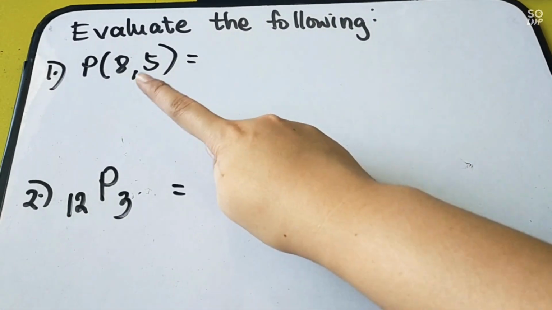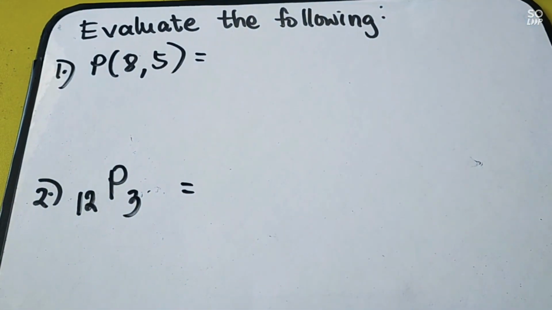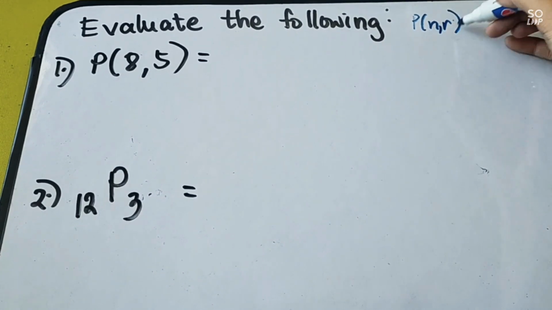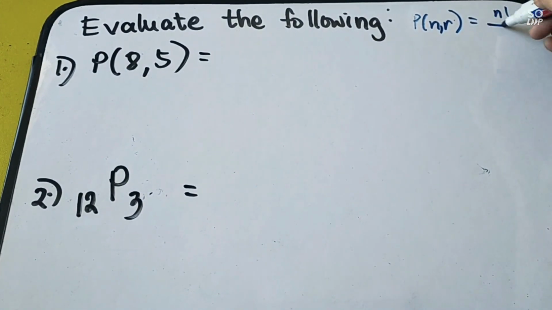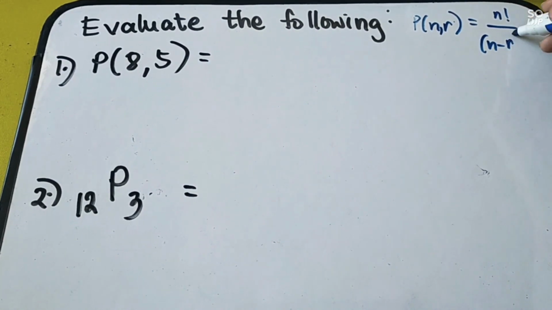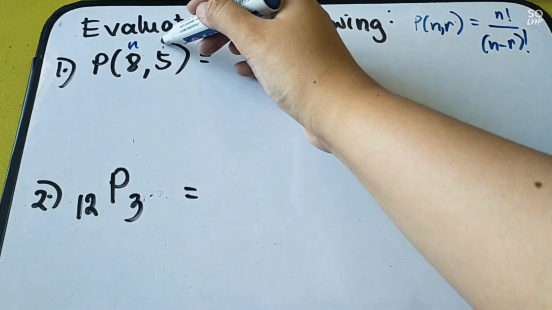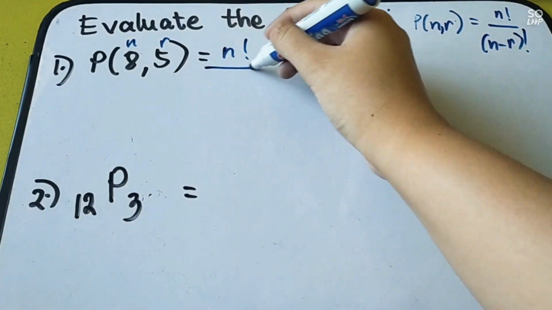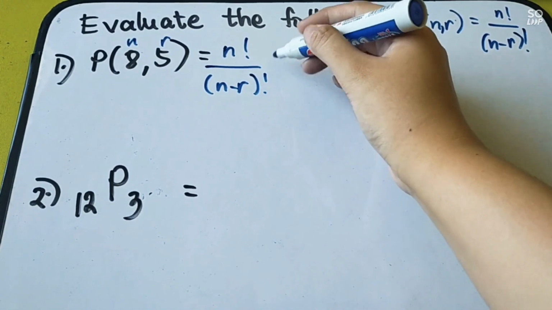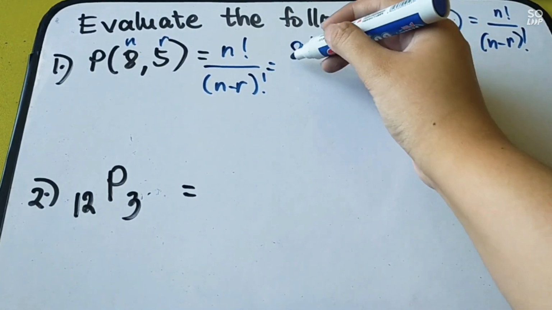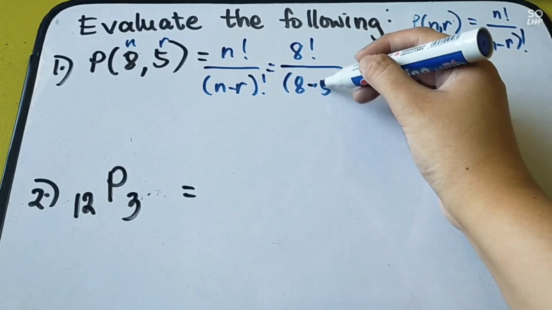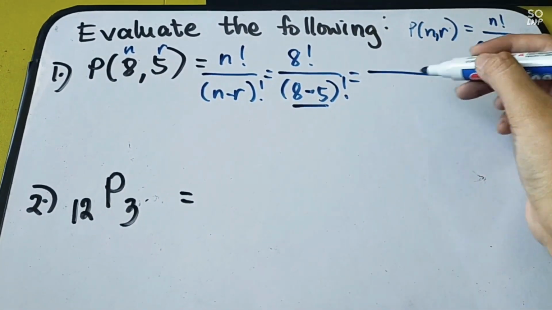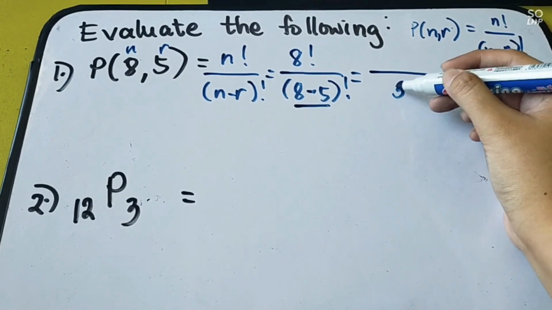Number 1, we have 8 taken 5. So, let us have the formula. P(n,r) is equal to n factorial over n minus r factorial. So, this is your n, then this is your r. Let us substitute in your formula. Your n is 8 factorial over 8 minus 5 factorial. Simplify first 8 minus 5. The answer here is 3 factorial.